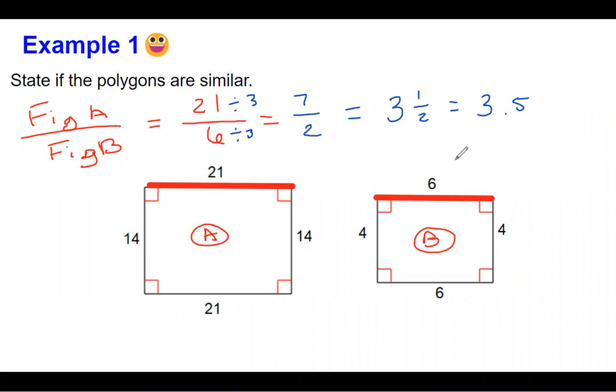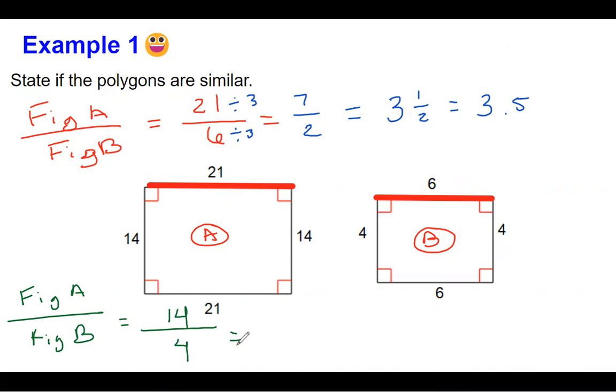All right, now the way that we're going to compare and contrast it is that we need to know if the next ratio is indeed equivalent to that first ratio. So let's find another pair of sides. So figure A over figure B. So figure A, what other side do you guys want to compare? 14 and, is it 4? Not 6. I'm telling you guys, I'm having one of those Mondays.